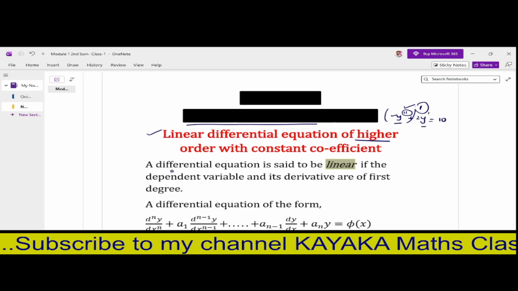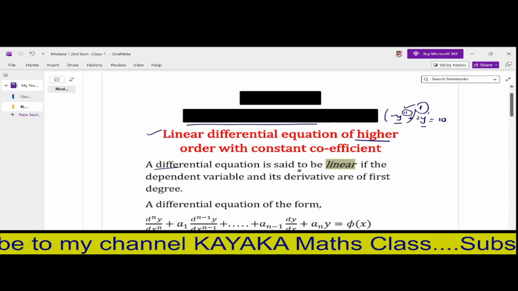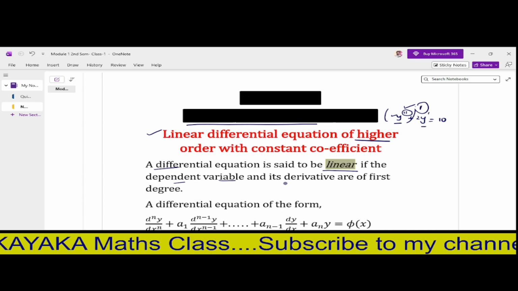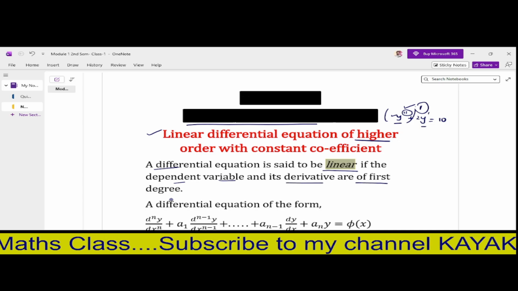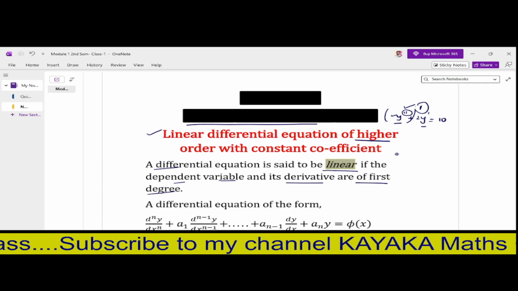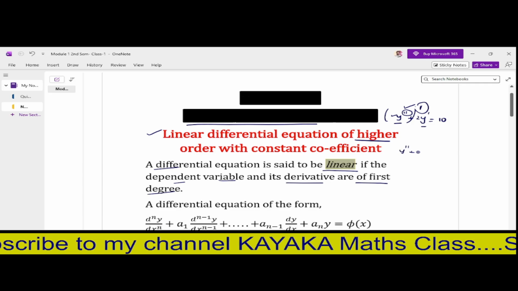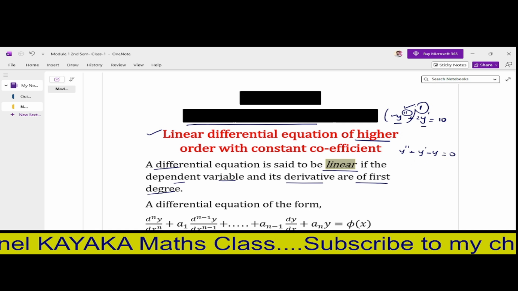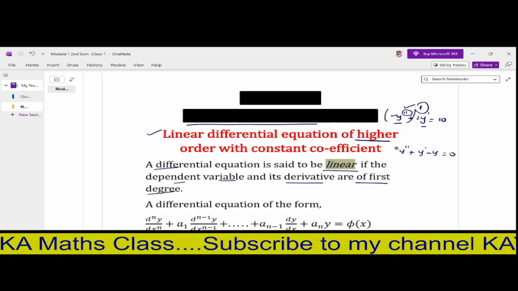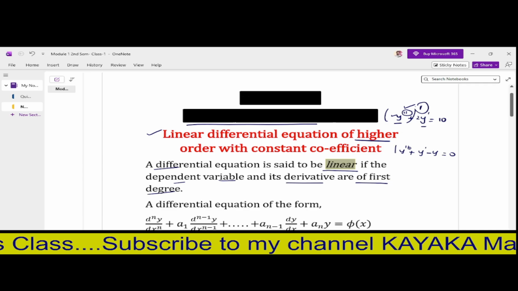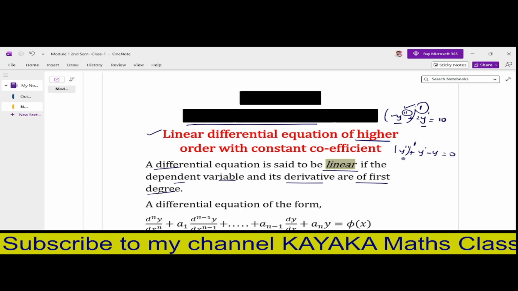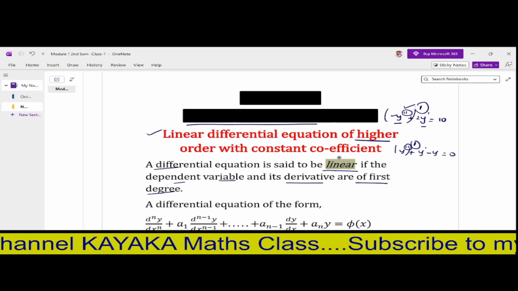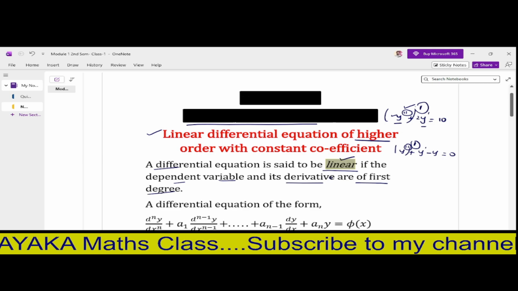Let us see the definition. A differential equation is said to be linear if the dependent variable and its derivatives are of first degree. What I just told you, for example, y double dash plus y dash minus y is equal to 0. We call this a differential equation, but especially it is called linear because the degree, that is its power, is 1, but the order is 2. The order may be anything, but the degree should be 1. Such an equation we call a linear differential equation.